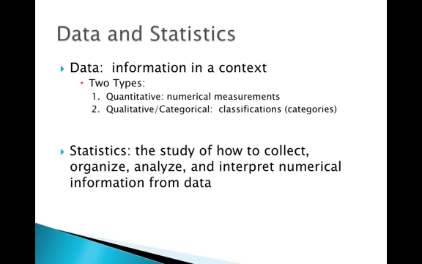So, data and statistics. Data is simply information in a context, and there are two types of data. There's quantitative data, which are numerical measurements, and there's qualitative or categorical data, which are classifications or categories. Statistics is the study of how to collect, organize, analyze, and interpret numerical information from data.